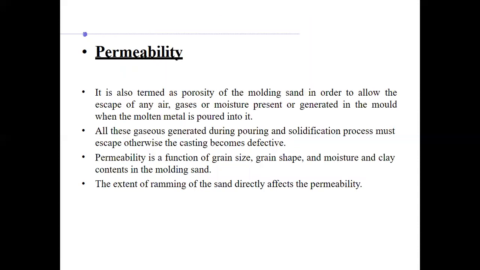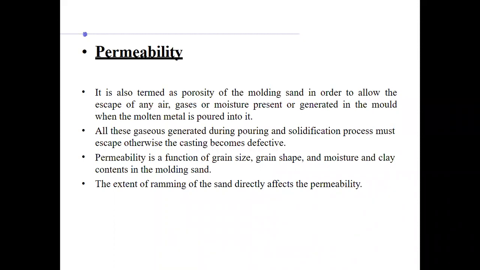Next thing is permeability, also termed as the porosity of the molding sand, in order to allow the escape of any air, gases or moisture present or generated in the mold when the molten metal is poured into it, right? So porosity, as you know, is, as for example, your bone structure, right? It has those tiny gaps, right? So exactly as that, you have the molding sand.